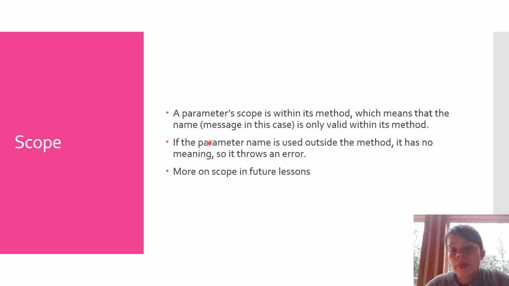So a parameter's scope is within its method, which means that the name, message in this case, is only valid inside of its method. If the parameter name is used outside of the method, it has no meaning, so it throws an error. Okay, so we'll talk more about scope in future lessons, but this is what you need to know right now.